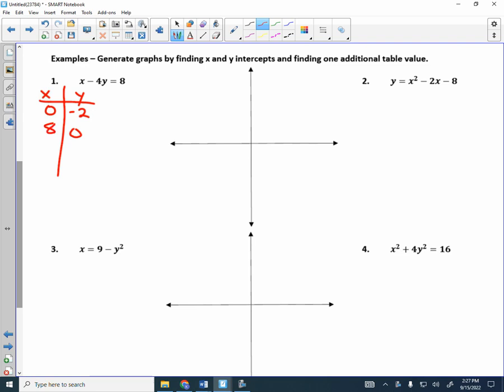Most people will take that line and put it in slope-intercept form. I won't do that because I like to save time on my ACT. So I just find those intercepts and away I go and I'm done. So I can plot those. I'm going to go 2, 4, 6, 8, 2, 4, 6, 8. I'll plot 0, negative 2. And I'll plot 8, 0.